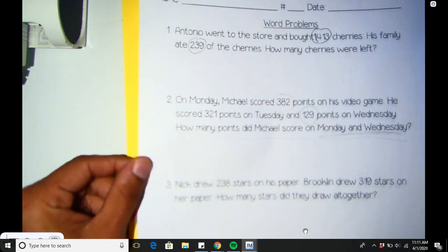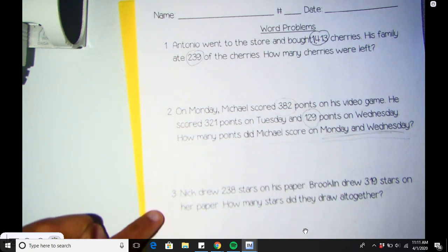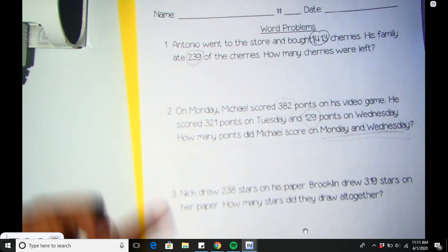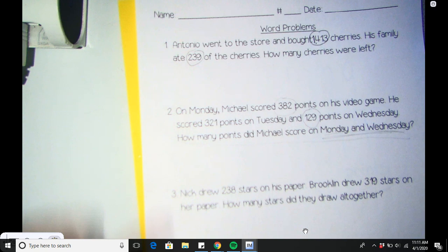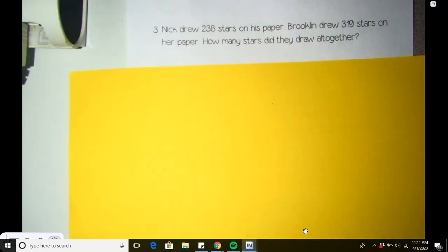We're going to do one more question together. And this worksheet, I will post it up on Classroom Dojo. Problem number 3, what I'm going to do is do problem number 3 with you, and then you can be responsible for problem number 4. We'll talk about the problem together, and then I'll leave it for you to do on your own. Okay, so problem number 3 says, Nick drew 238 stars on his paper. Brooklyn drew 319 stars on her paper. How many stars did they draw altogether?